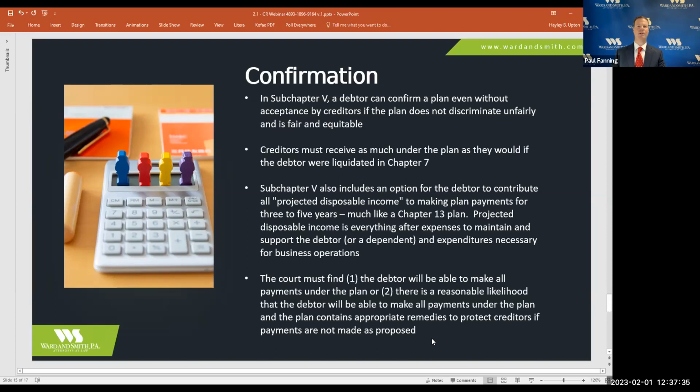Creditors, just like in a traditional Chapter 11 plan, must receive at least as much as they would get under a liquidation Chapter 7 case.